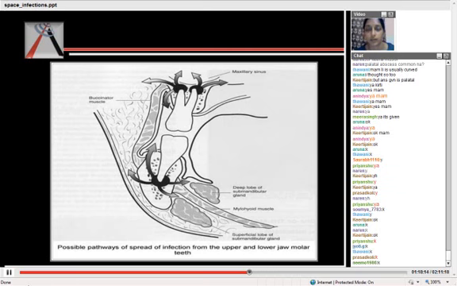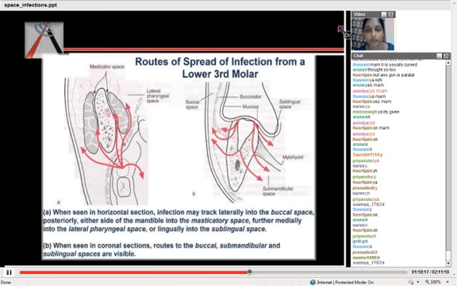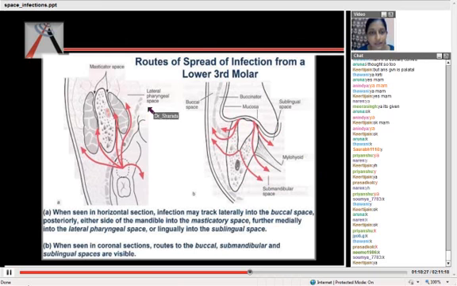Okay, so we'll move on to the next slide. Lower third molar, this is what you guys were asking, right? See, where all it can go. Lateral pharyngeal space. Can you see this? Buccal space. Sublingual space. Submandibular space. See, these are all the possibilities.